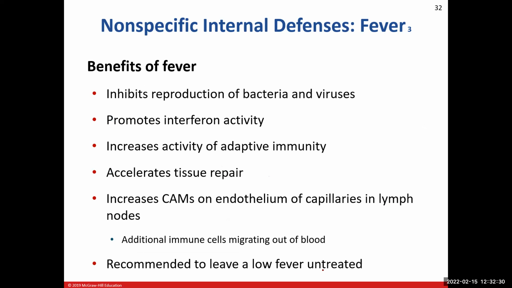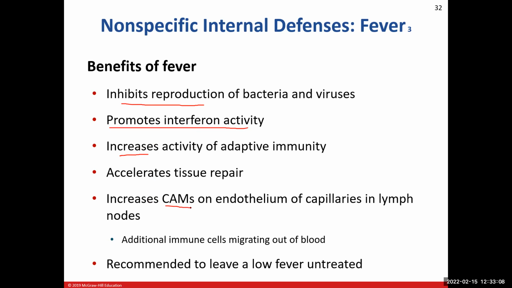Why is the fever good? Well, like I said, it makes it hard for bacteria and viruses to reproduce. It also helps with some of our chemical substances, the interferons, for them to do what they need to do. We haven't talked about adaptive immunity, but we will. But this helps to increase adaptive immunity. It helps to increase tissue repair, and increases the amount of CAMs that we see on the endothelium, which is great.